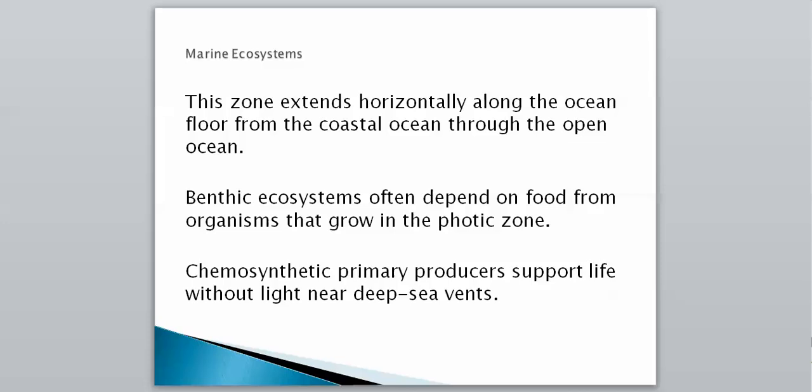Benthic ecosystems often depend on food from organisms that grow in the photic zone. So even though they live down at the bottom, they need the food from the organisms up top. Chemosynthetic primary producers support life without light near the deep sea vents, so they can use the energy created by those deep sea vents. They do not have to use the light.